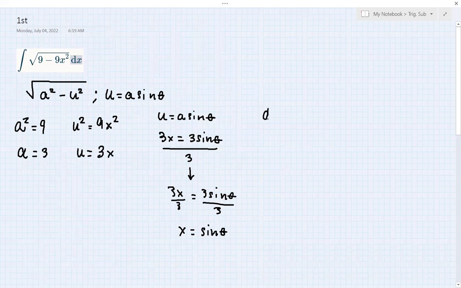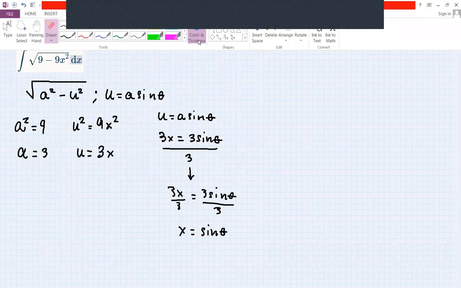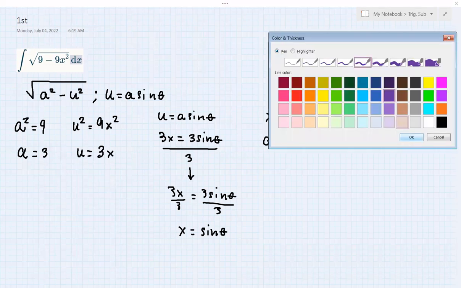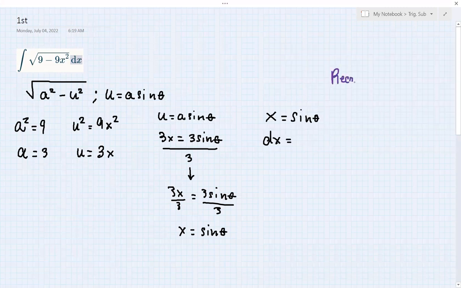Now, our last step is to get your dx or derivative ng x mo. So, isulat ko dito ulit si x. X is equal to sine theta. So, let's get the derivative of your x. So, recall, the derivative of your sine is equal to cosine.